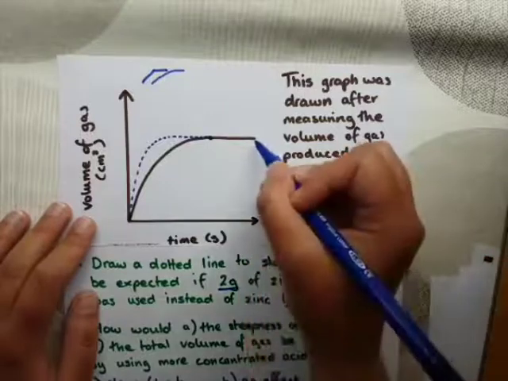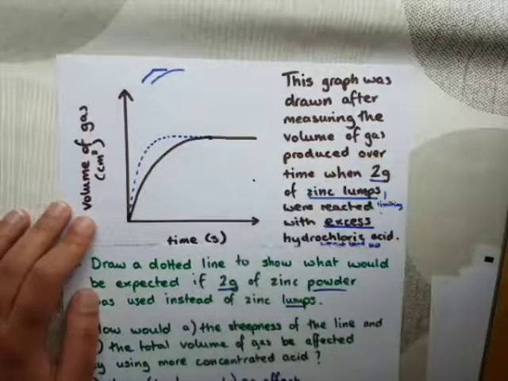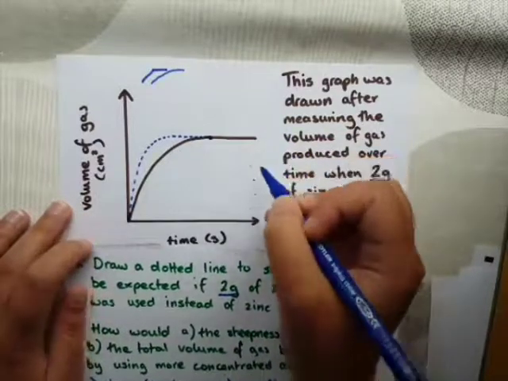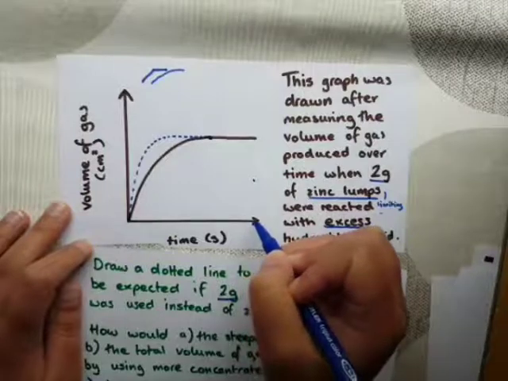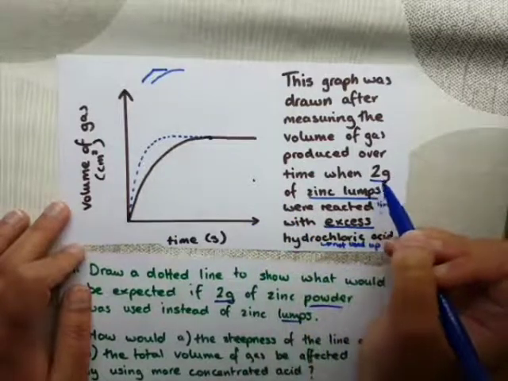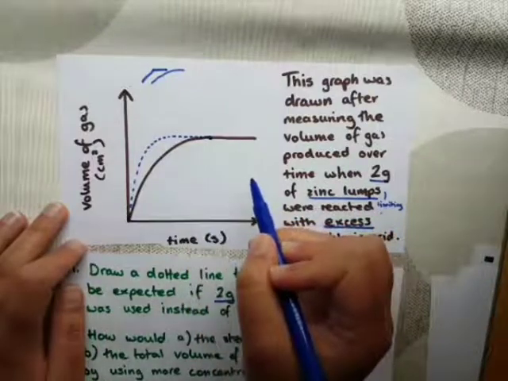So what we want to make sure when we're sketching this is that our line is going to finish halfway between the top line and the axis here, because we're using half of the amount of limiting reactant, so we're going to have half of the total amount of product produced.